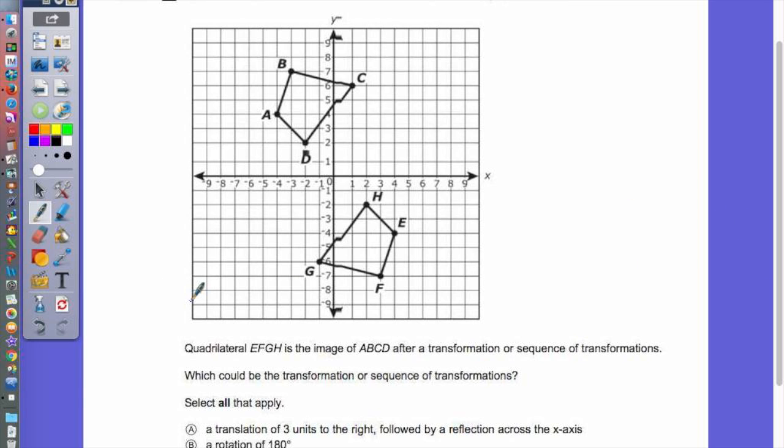Okay, so for number 14, you have to actually try each of these transformations. Okay, and you will find that B, a rotation of 180 degrees, would map this figure onto itself, or a reflection across the y-axis followed by a reflection across the x-axis. The best advice I can give for problems like this is to actually try to do it.